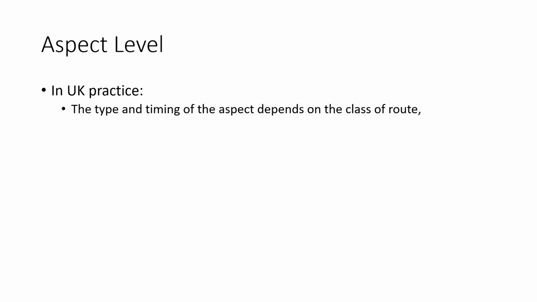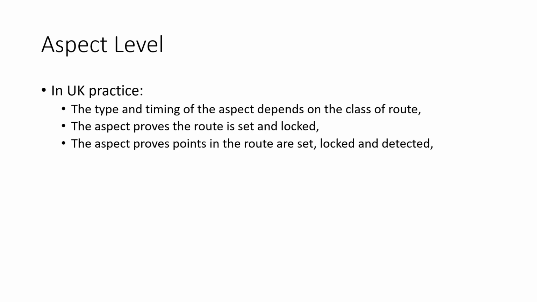So let's just remind ourselves, in the UK, the aspect level is dependent on the class of the route that has been set. And that affects both the type of aspect and the timing when the aspect is displayed. The aspect proves that the route is fully set and locked. The aspect also proves all the points in the route are set, locked, and detected.